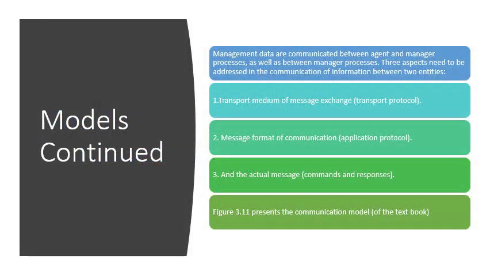Management data are communicated between agent and manager processes, as well as between managers' processes. 3 aspects need to be addressed in the communication of information between 2 entities. 1, transfer medium of message exchange. 2, message format of communication. And 3, the actual message.